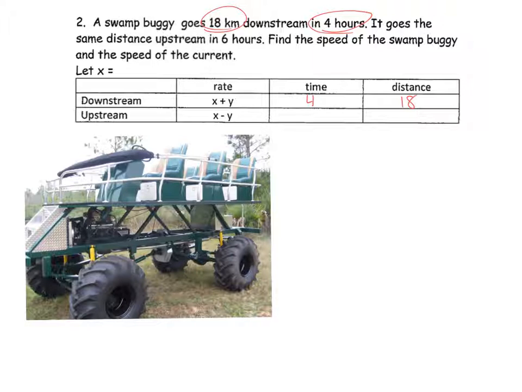Okay. Sentence number 2. It goes the same distance. What does same distance mean? What do I write for same distance on upstream? 18. Good. In 6 hours, doesn't it make sense that it takes longer to go upstream because it's fighting the current? It's going against the current. It's going to take longer.